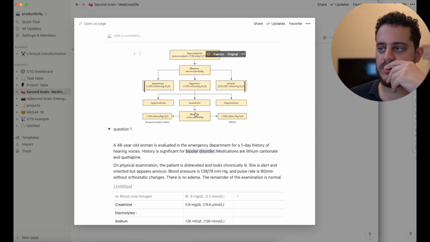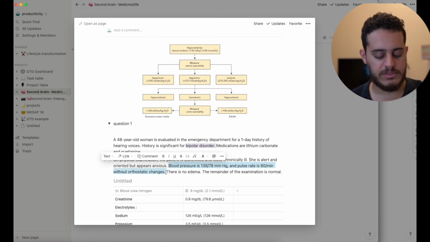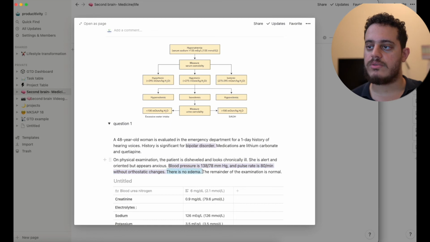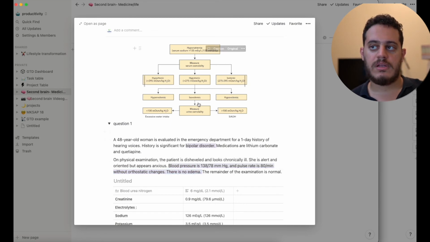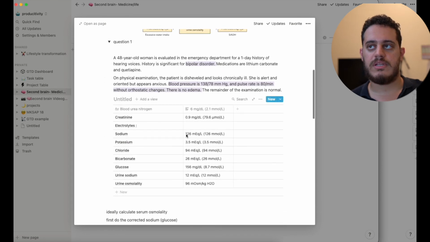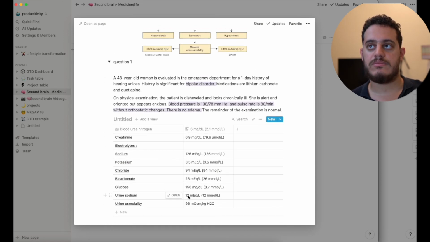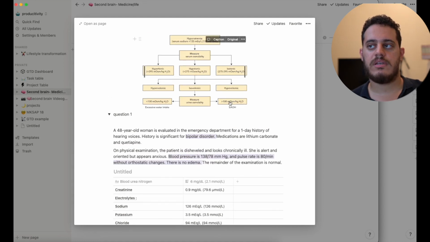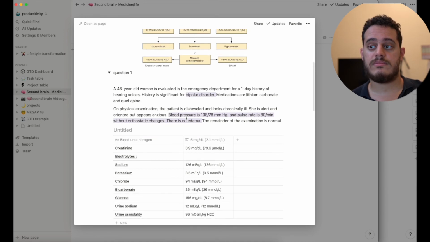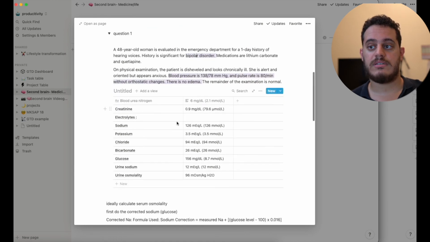In the question, they didn't really mention it. But they mentioned that she has no orthostatic changes and there's no edema, so it's kind of implying that it's isovolemic. Now the next step is to look at the urine osmolality. The urine osmolality is 96 milliosmoles per kg water. So here, if it's less than 100, it's excessive water intake. If it's more than 100, it's SIADH. So it's less than 100, suggesting excessive water intake.